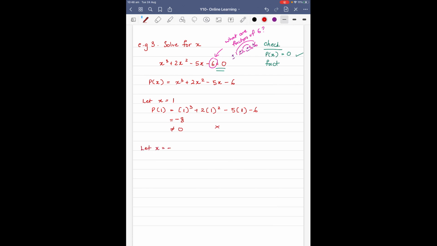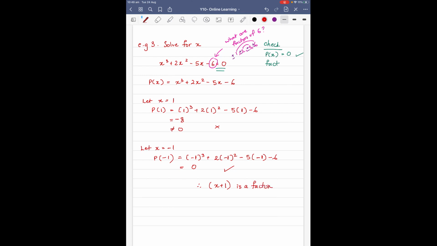Let x equal minus 1. So we're going to substitute x as minus 1. All of your x values are going to change to minus 1. So minus 1 cubed plus 2 times minus 1 squared minus 5 times minus 1 minus 6. Chuck it all into your calculator. You should end up with a 0. That means x equals minus 1 is a factor. So we write it in brackets. x plus 1 is a factor.